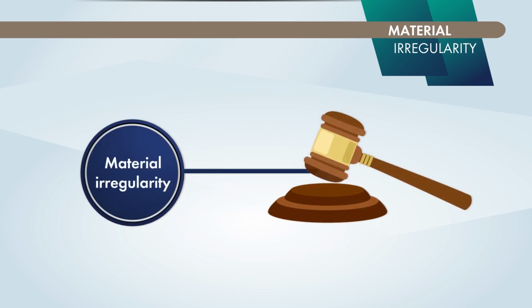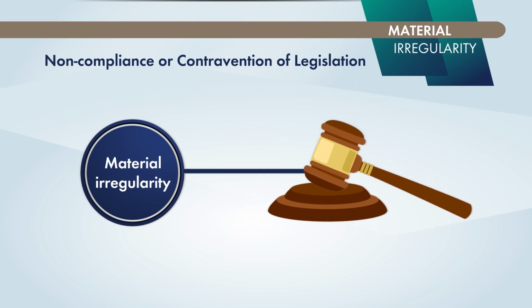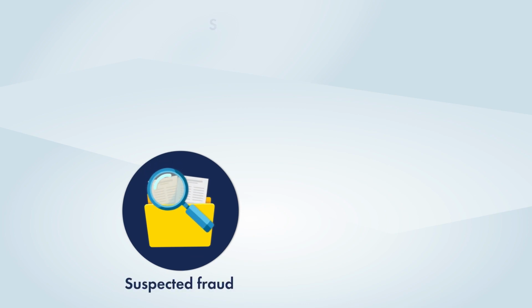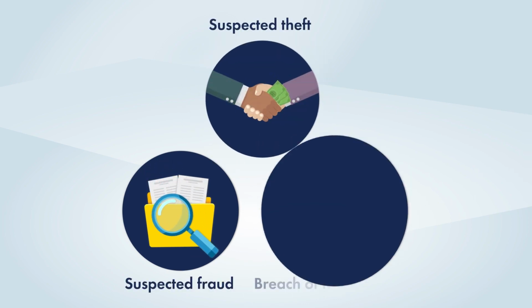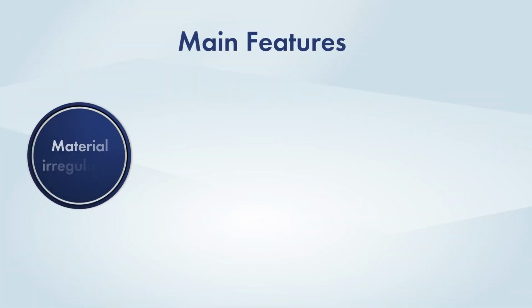Now let's explore material irregularity. Like irregular expenditure, material irregularity also starts with the non-compliance or contravention of legislation, but extends further. It can be applied to suspected fraud and suspected theft, as well as breach of fiduciary duty. Let's expand on the main features of material irregularity.